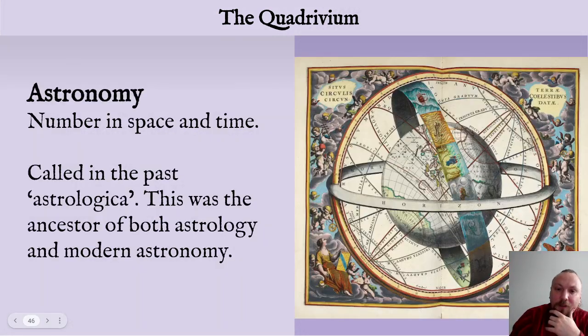Okay. Next, we have astronomy, the fourth liberal art of the quadrivium, the final liberal art. So, if geometry is number in space and music is number in time, then astronomy is number in space and time. Okay, it describes this form that is in motion, a three-dimensional form that changes over time. In the past, it was known as astrologica, and this was the ancestor of both astrology and modern astronomy as we know it today.